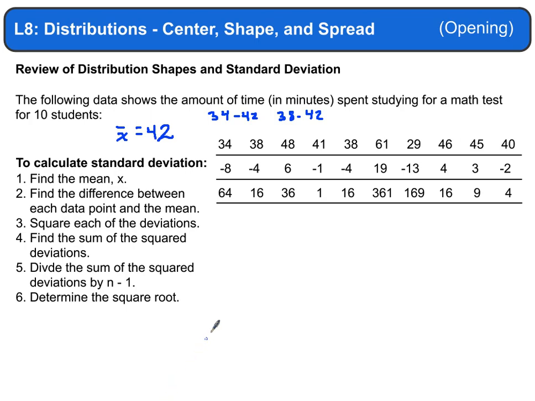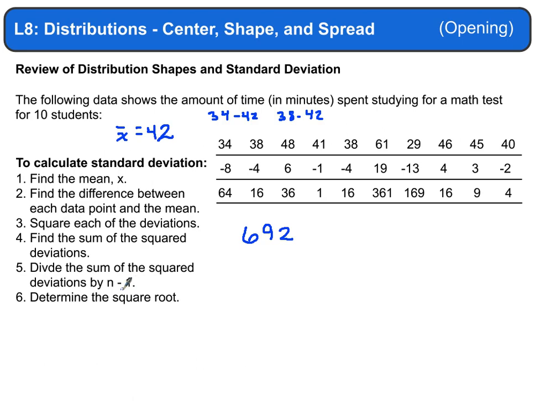After that, step number 4 says to find the sum of the squared deviations. So that's where we're going to actually take the numbers, 64 plus 16 plus 36 plus 1 plus 16 plus 361 plus 169 plus 16 plus 9 plus 4, and we get 692. So 692 is the result of adding all of these squared deviations together.